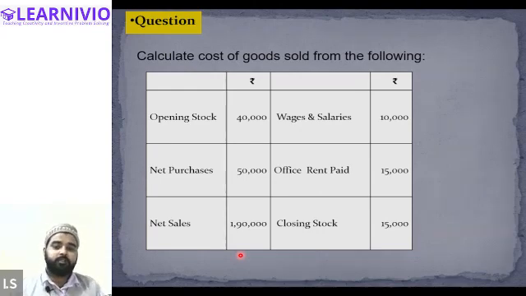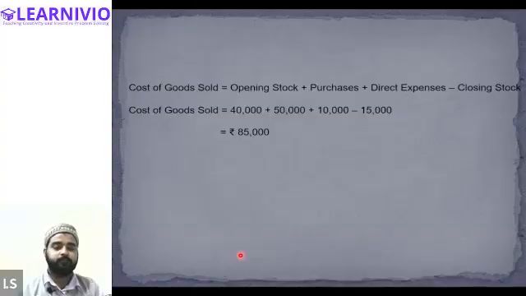So basically, we will have to add the opening stock with the net purchases, 40 lakh plus 50,000. Then also add 10,000 for the wages and salary. And from this, we will be reducing the value of the closing stock, 15,000. So now you will get 85,000 as the answer. Done, Alexander? Yes, sir.